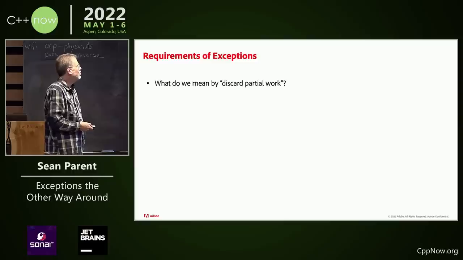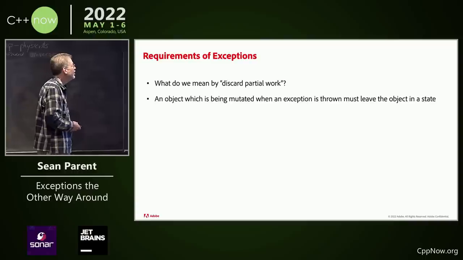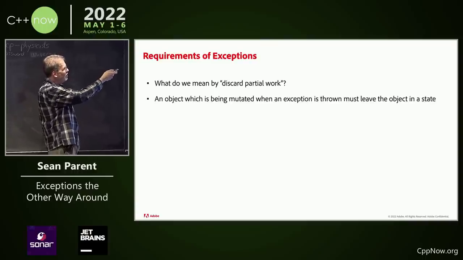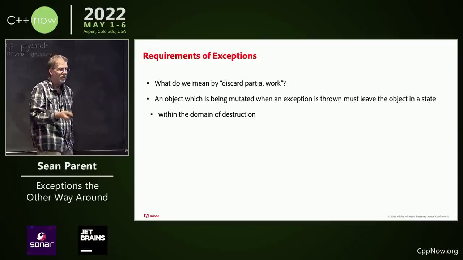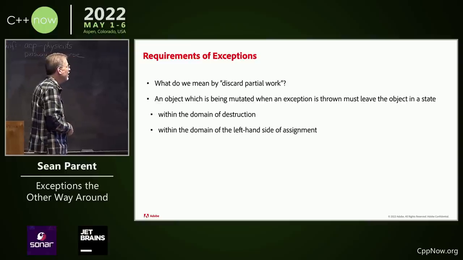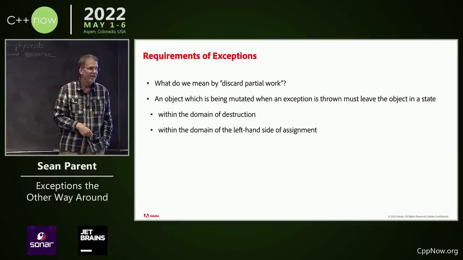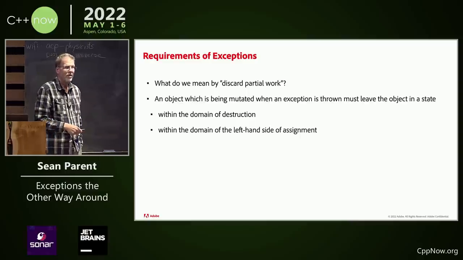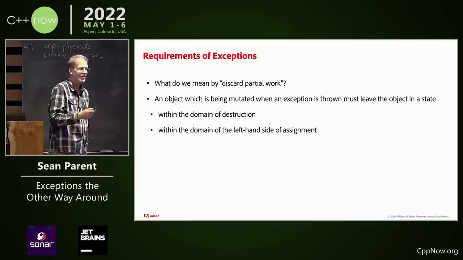So what are our requirements of exceptions? Well, as I said, we can phrase this. An object which is being mutated when an exception is thrown must leave the object in a state within the domain of destruction. It needs to be destructible. We need to be able to destruct this operation. And within the domain of the left-hand side of assignment. Okay. Huh. These are exactly the terms that we used for the requirements of a pointer that's in an invalid state.